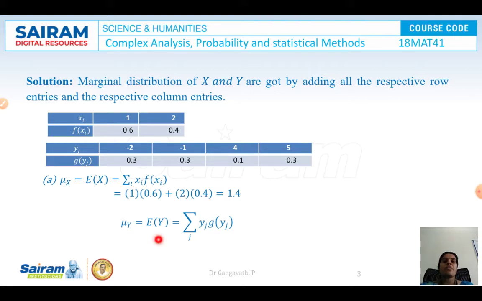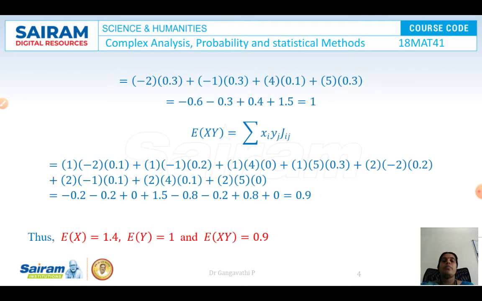Now let us find the expectation of y. The expectation of y is summation over j of yj into g of yj. Here j takes the values 1, 2, 3 and 4. So it is y1 into g of y1, plus y2 into g of y2, plus y3 into g of y3, plus y4 into g of y4. Substituting for all y1, y2, y3, y4, and g of y1, g of y2, g of y3 and g of y4, and simplifying, we get the answer as 1, and that is our expectation of y.